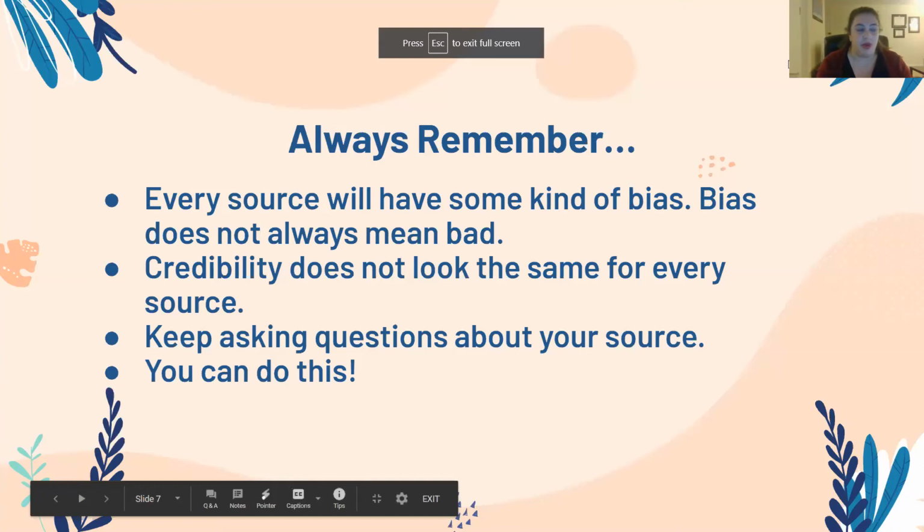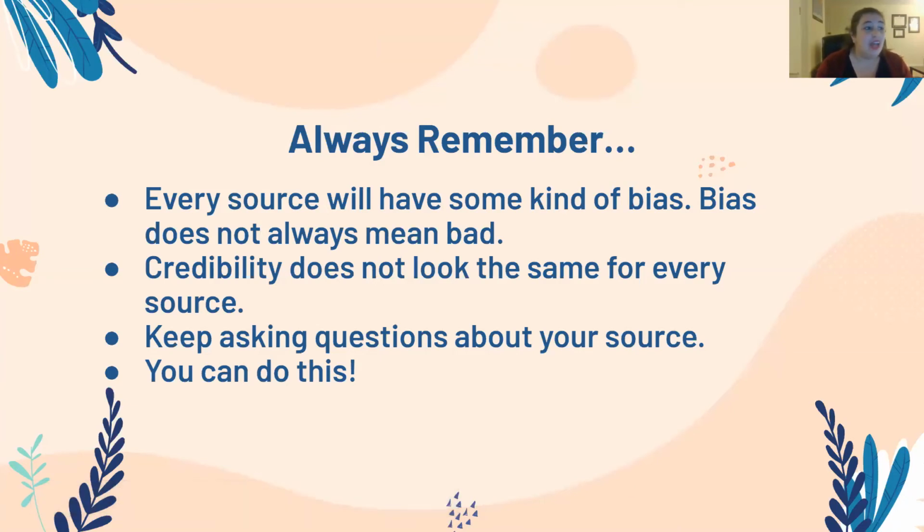Every source is going to have some sort of bias. Bias does not always mean bad, but it is important to recognize. Credibility does not look the same for every single source, and it's important to keep your research question in mind when you're determining the credibility of a source. If I am writing an op-ed about the gender pay gap in professional sports, for example, a popular source that is an interview with the US women's soccer team could be just as credible as a scholarly source about the same subject.